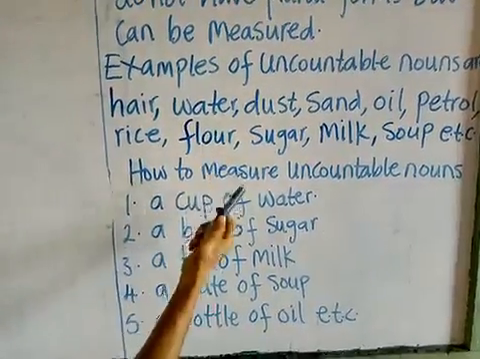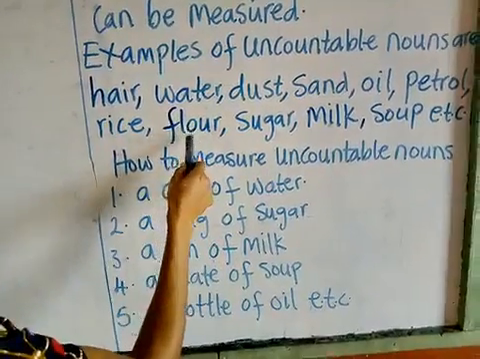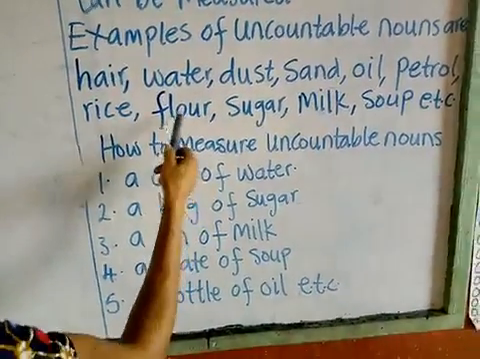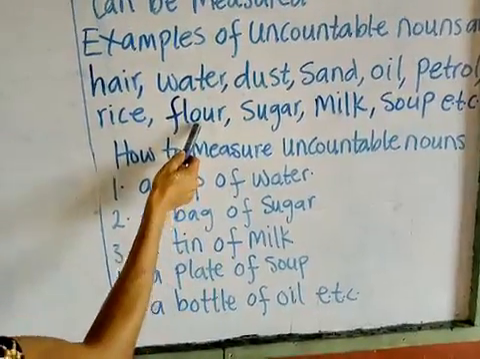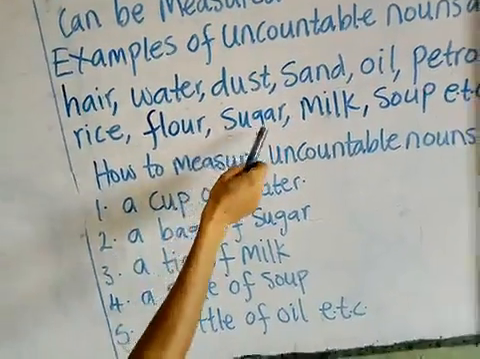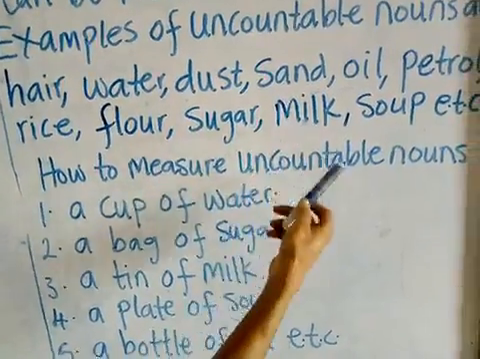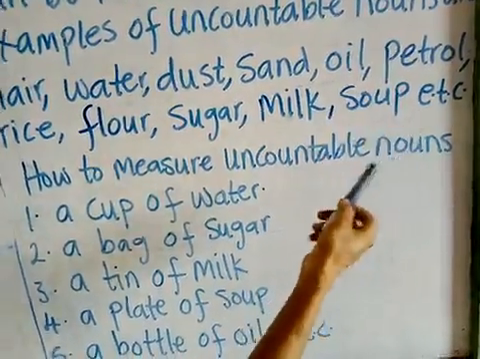Flour is uncountable. Flour is what we use to bake our cake, make our donut, make our chin-chin, make our peanut, and so on. This is flour, not the one we plant in the garden. All right. This is sugar. Sugar is uncountable now. Milk is uncountable. Soup is uncountable now.